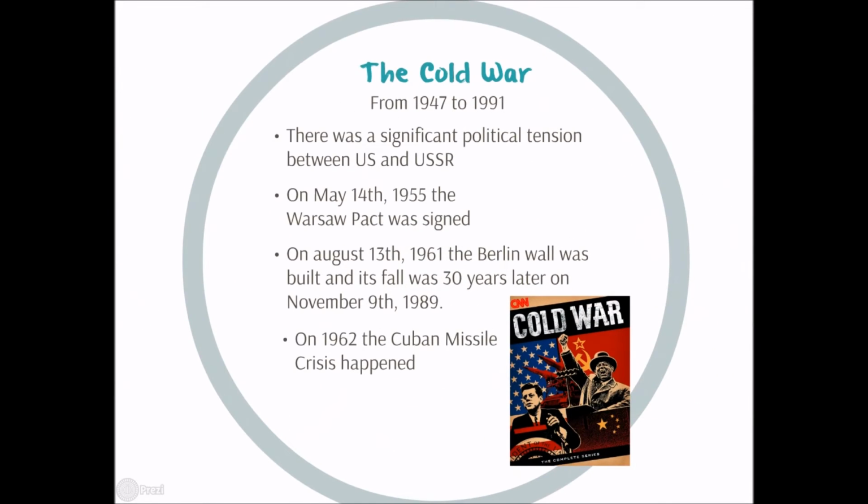And then we move on to the part of the Cold War, which was a period that lasted from 1947 to 1991. During this period, there was a significant political tension between the US and the USSR, which was Russia during that time. A lot of things happened, and we have the signing of the Warsaw Pact on May 14 of 1955. Then the construction of the Berlin Wall I previously talked about, which started on August 13, 1961, and then its fall on November 9, 1989, which was 30 years later. And other things like the Cuban Missile Crisis, which was a very important event during this period.